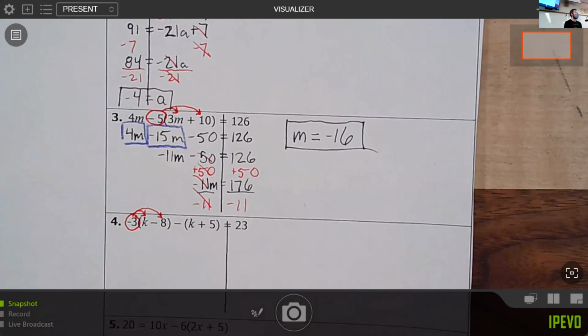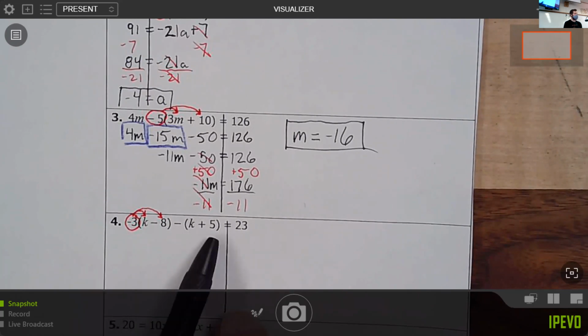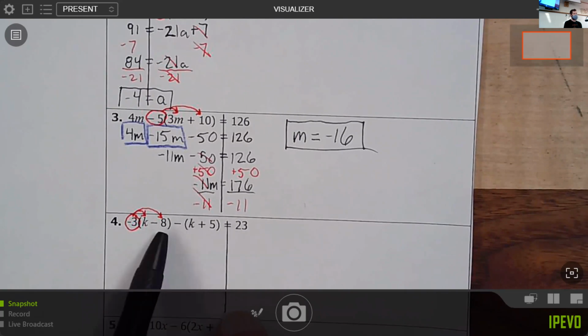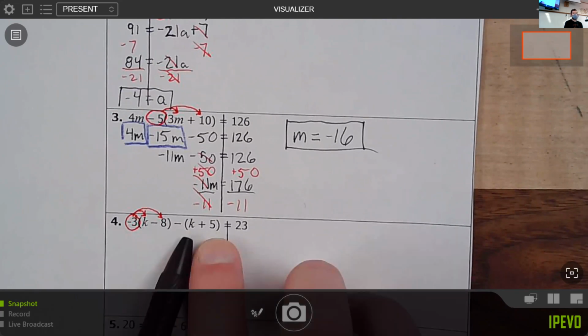Keep in mind, you only distribute the value that is right next to the set of parentheses into that immediate set of parentheses. So this negative 3 only distributes to the k and the negative 8. The negative 3 does not distribute to this k or that 5. Because there's something in between and this negative 3 is not right up against this set of parentheses. What is right up against this next set of parentheses? A minus, which is the same as what?